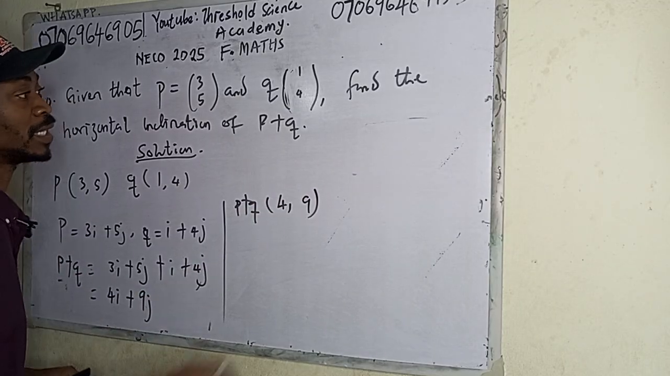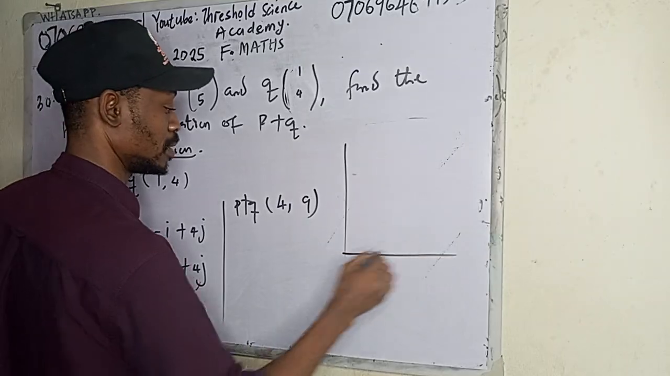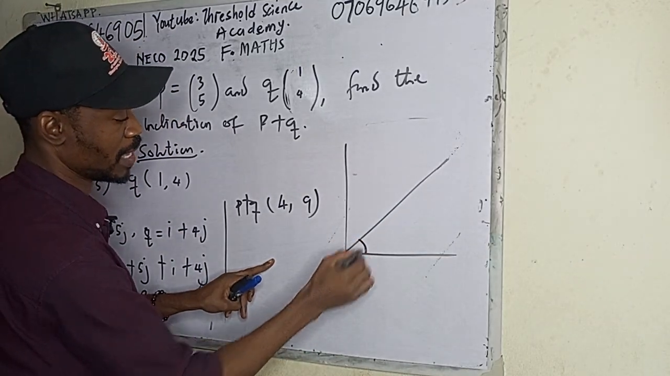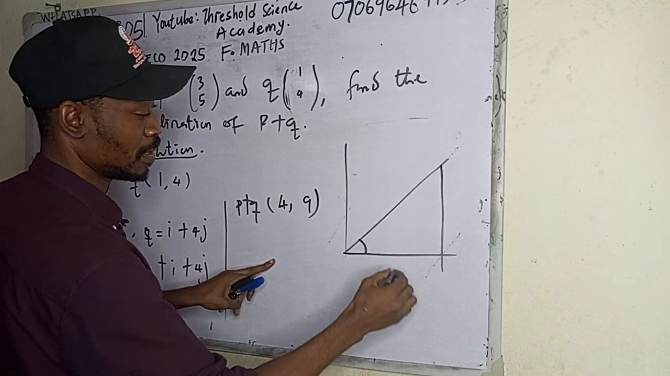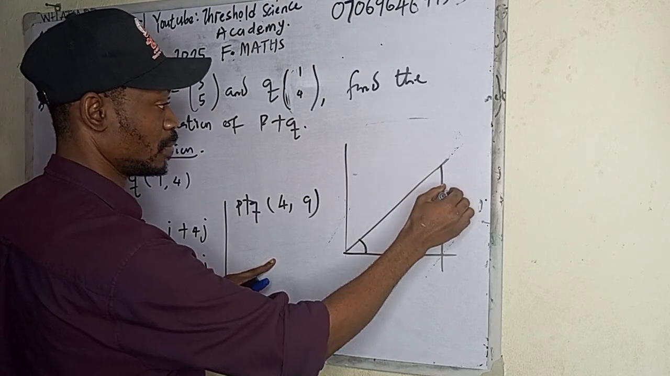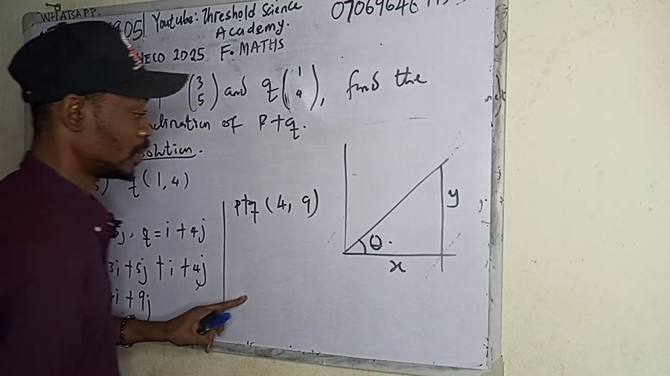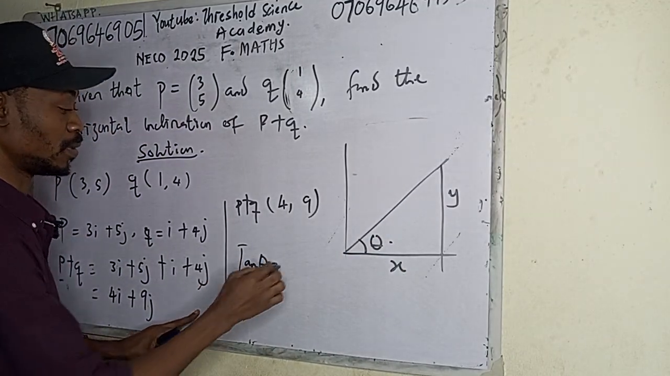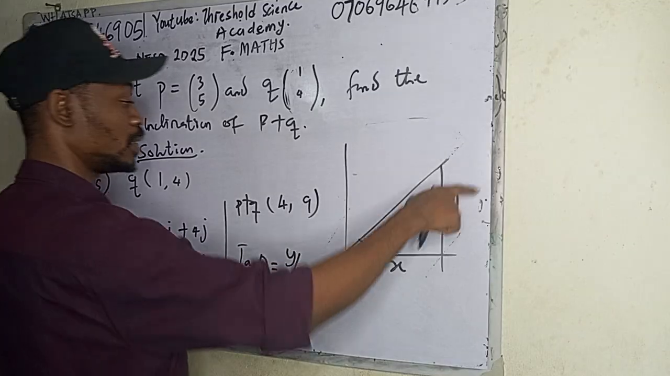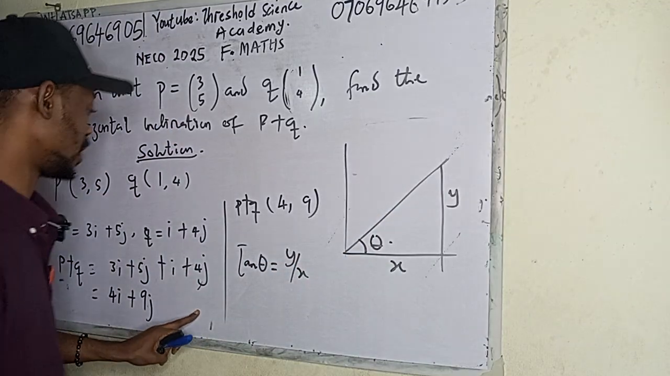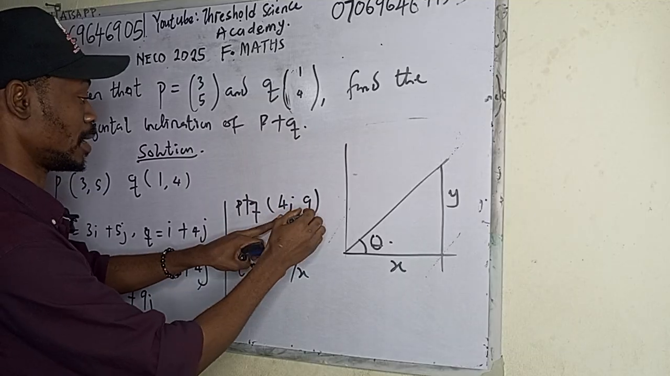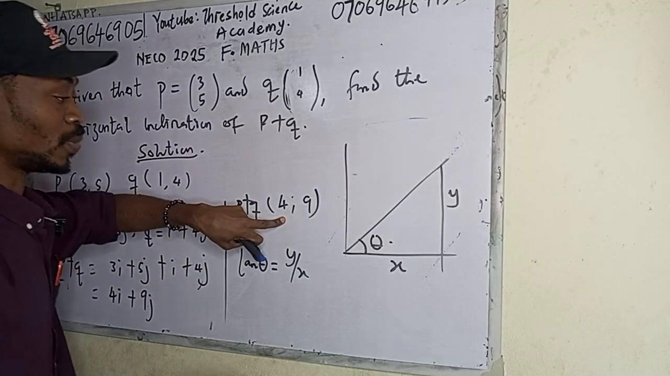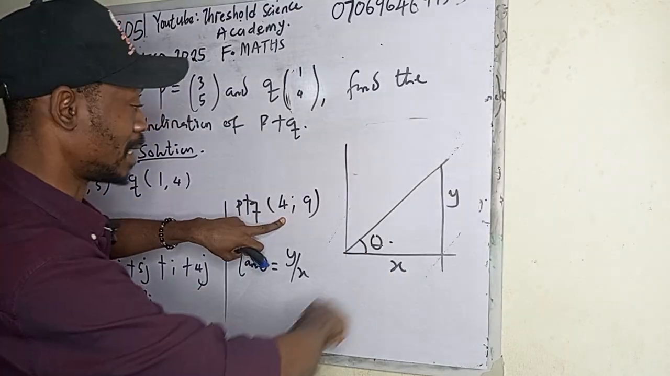And horizontal inclination is, when we have the vector going like this, it is oriented towards the x-axis. Of course, we're going to have x here, and of course y. And this is theta. So horizontal inclination is going to be tan theta equals y all over x. Remember, opposite all over adjacent. So in this case, what represents our y? This is 4 comma, so 4 represents i, and i is always the unit vector on the x-axis.